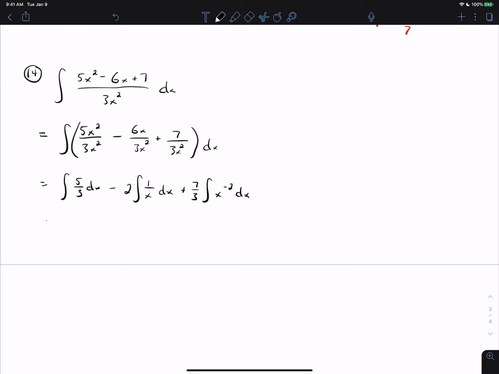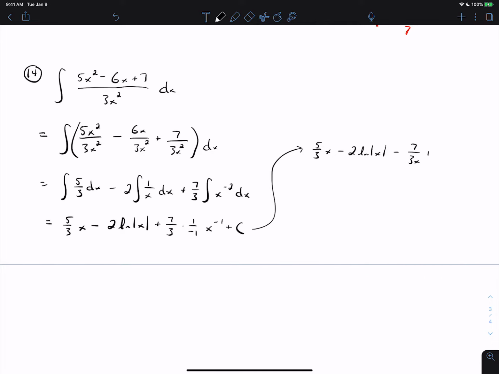The antiderivative of 5/3 is 5/3 x. The antiderivative of 1 over x is natural log absolute value of x. And the antiderivative of x to the negative 2 is 1 over negative 1 x to the negative 1 plus c. We simplify that and we get 5/3 x minus 2 natural log absolute value of x minus 7 over 3x plus c.